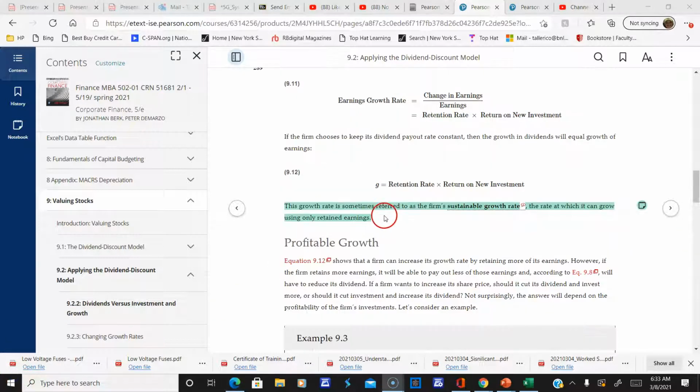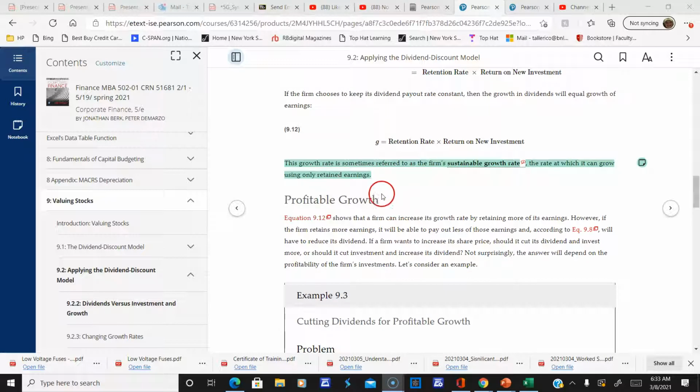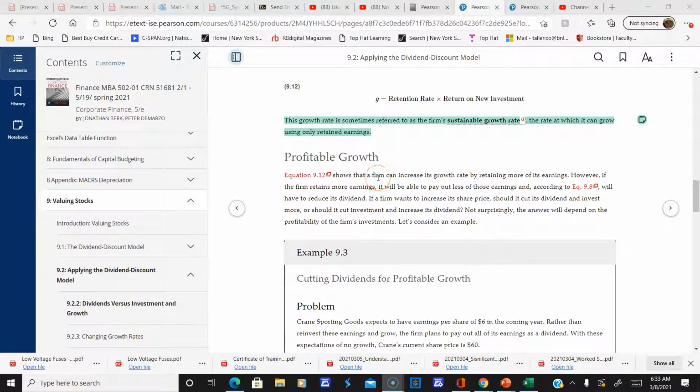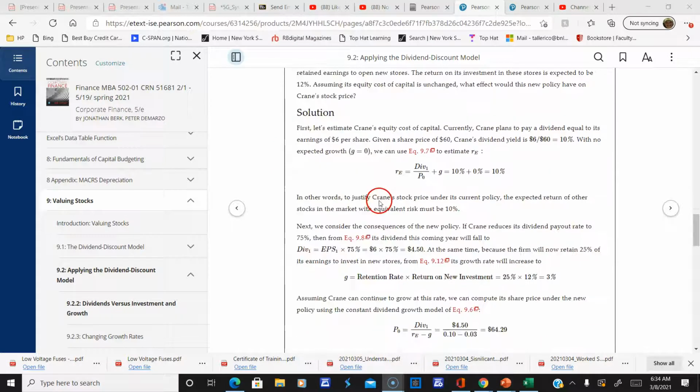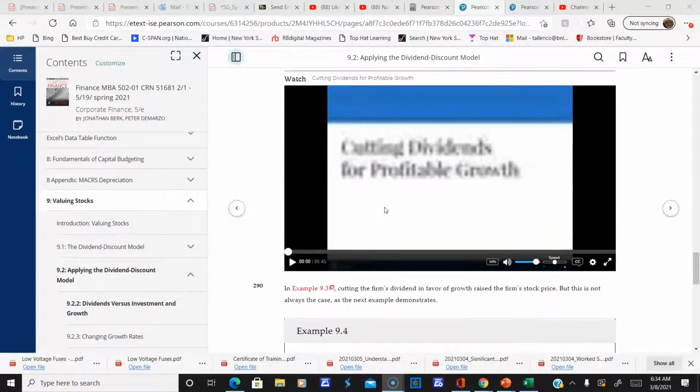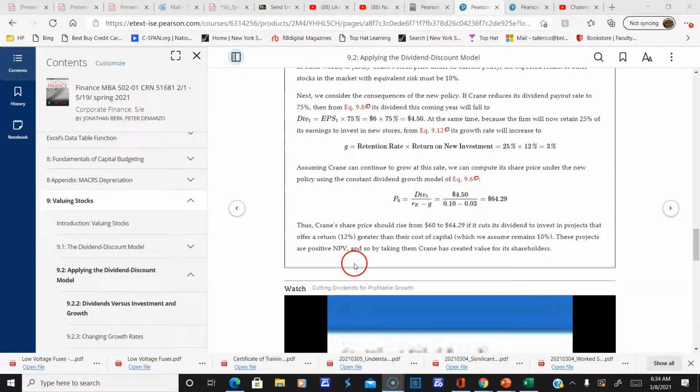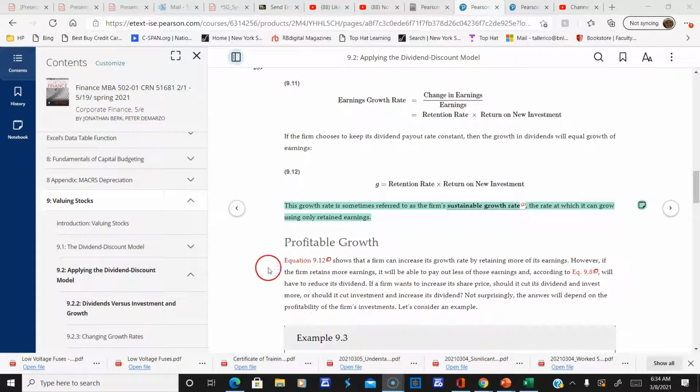The sustainable growth rate. All right, so around 12 minutes in, I will pick up over here, and then there'll be a couple of nice short dividend model videos we can watch from the publisher.